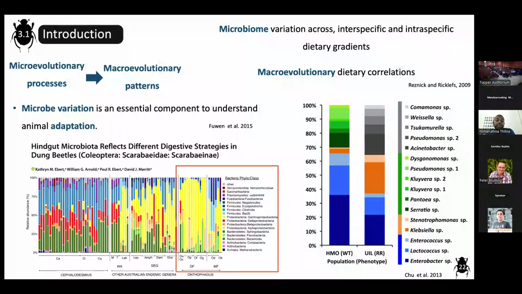It goes with the same scenario for the dung beetles. The Australian dung beetles are also known to feed on native mammal species' dung, and some of the species are known to feed on fungi in Australia. They found the species feeding on dung and the species feeding on mushrooms have completely different gut bacterial composition.